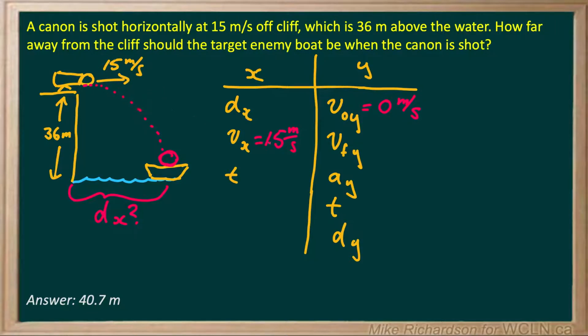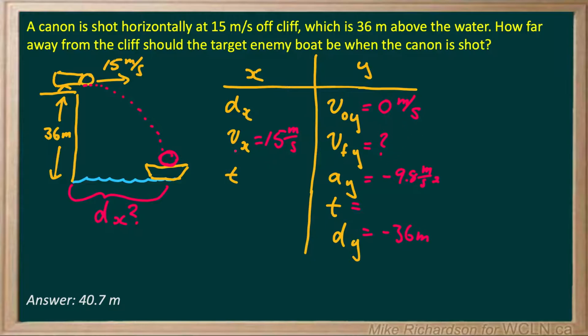There's nothing up or down about that motion. It's completely flat. We don't know the final velocity in the y just before it hits, but we do know ay is negative 9.8 meters per second squared. We don't know the time of flight, but we also know the vertical displacement. And since we're on our way down, I would say my displacement is negative 36 meters.